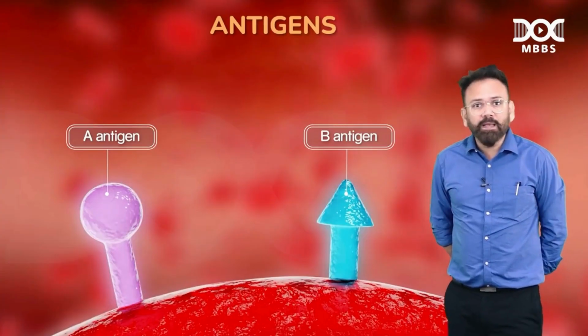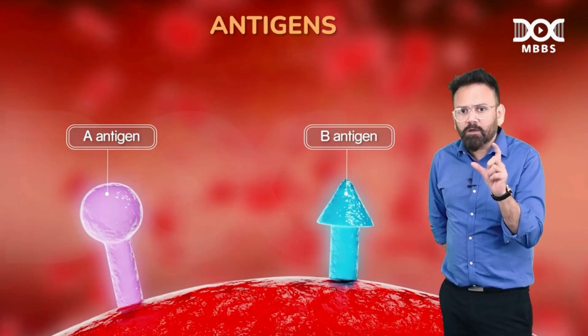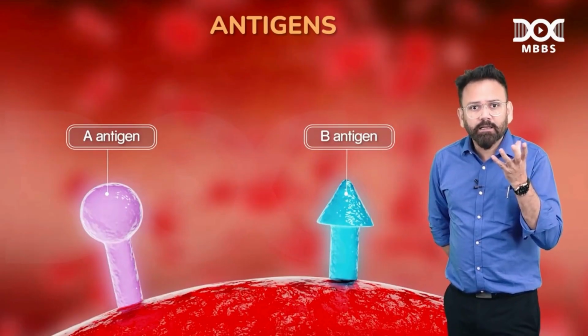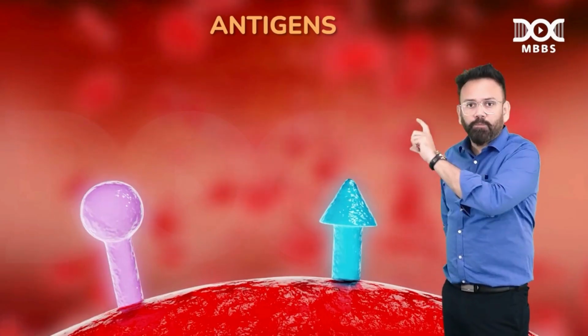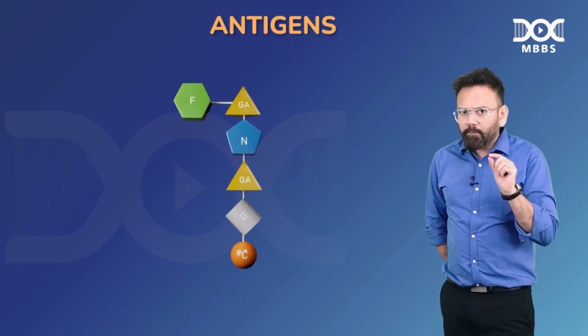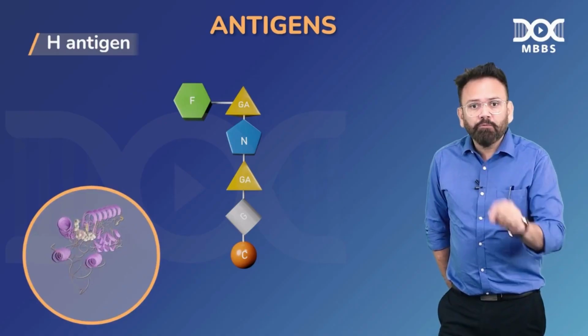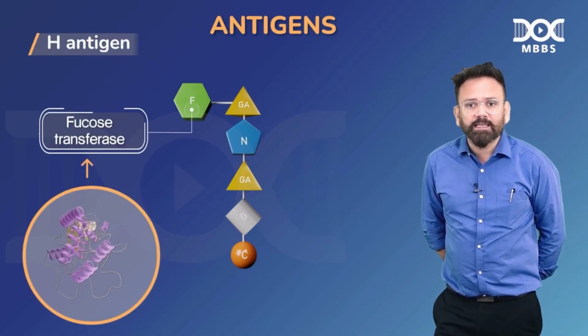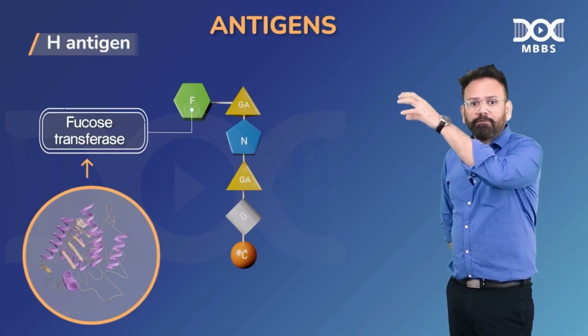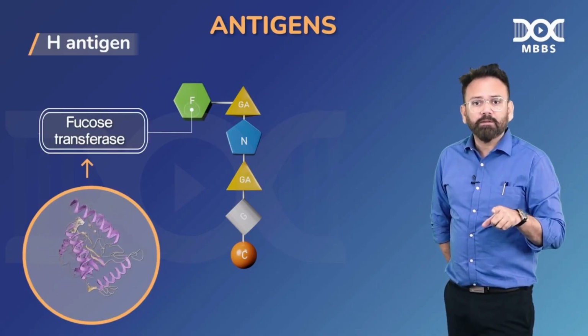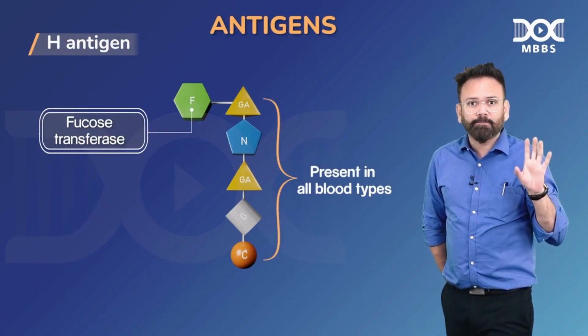Actually, the A and B antigens are complex oligosaccharides that differ in their terminal group. Only they differ in the terminal group, but only this much is not needed. There is an H gene which codes for fucose transferase that adds a terminal fucose, forming the H antigen that is present in all blood types.